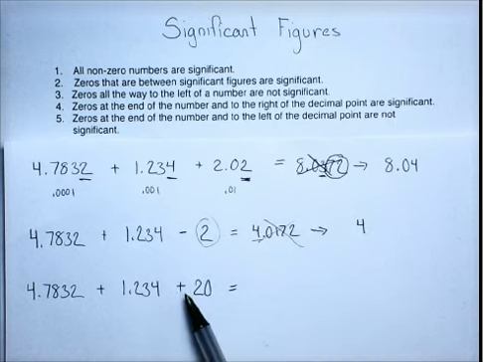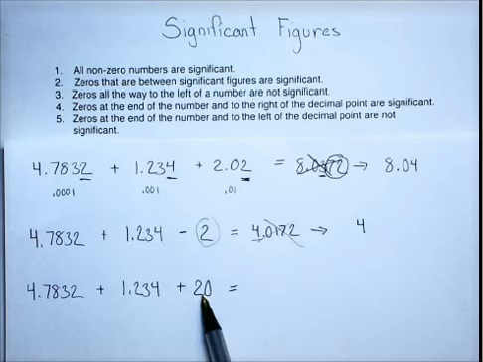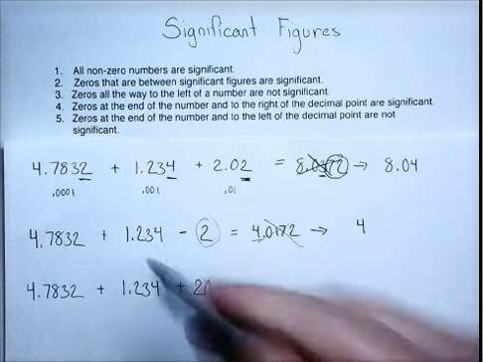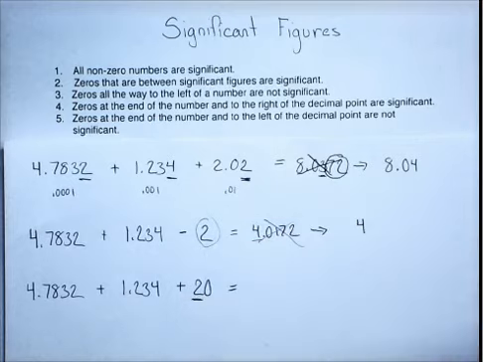Now let's look at this one. Same number here, but now this one, we have to look at the significant figure that is most to the right, and that is this one. So this one is only good out to the tens place. So when we have our answer, we have to round that answer actually to the tens place.